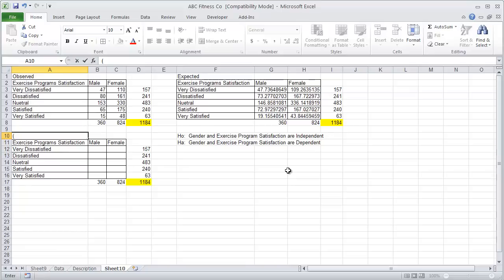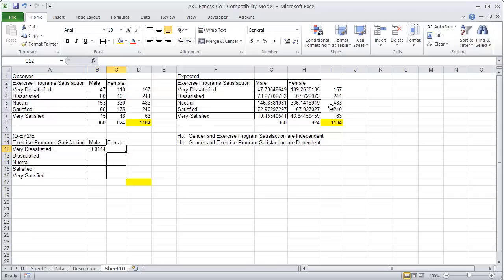Your calculation to figure out your chi-square value is observed minus expected, squared, divided by expected. So how can we make that happen? These totals need to go away, don't they? So it is going to be equals observed at 47, males and very dissatisfied, minus expected, same category. We're going to square that and divide it by the expected category.